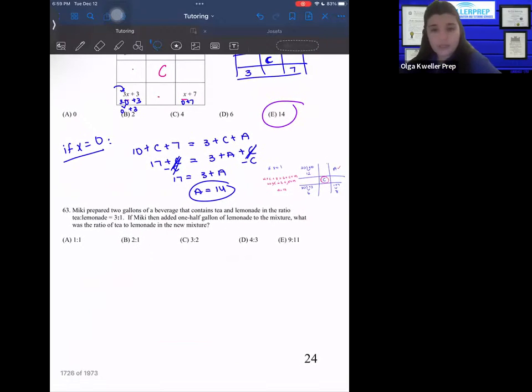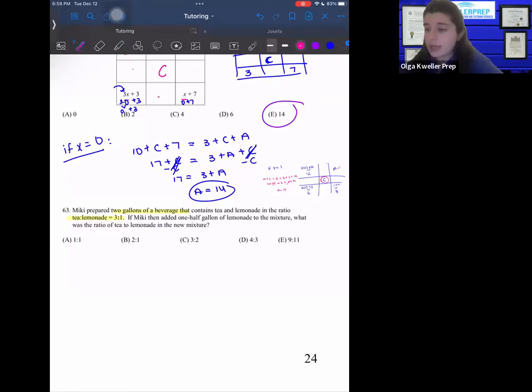Okay, moving on to the next one. Mikey prepared 2 gallons of a beverage that contains tea and lemonade in the ratio of 3 to 1. If he added 1/2 gallon of lemonade to the mixture, what was the ratio of tea to lemonade in the new mixture?